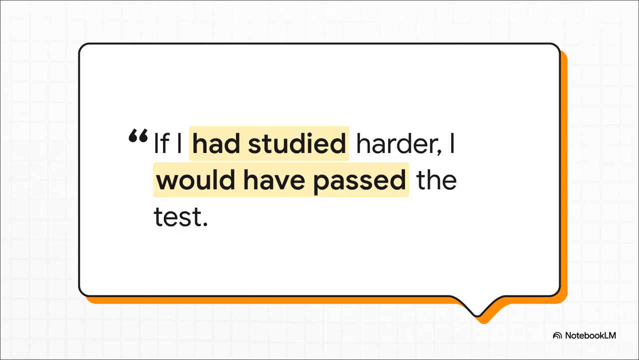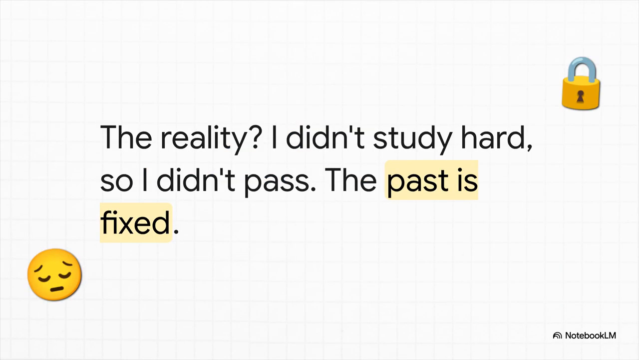Here's a perfect, and maybe a little too relatable example. If I had studied harder, I would have passed the test. Oof. You can almost feel the regret in that sentence, can't you? And again, just like before, the reality is hidden right there in the grammar. The sentence is telling us, in the real world, I didn't study hard, and because of that, I didn't pass. The past is locked in. It happened. We're just playing the what-if game about it.